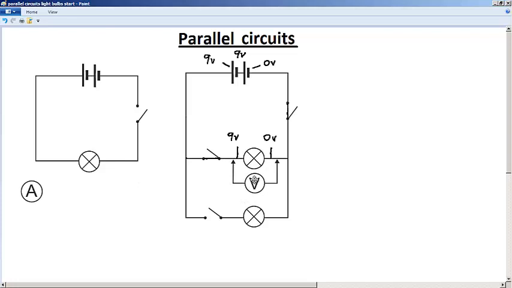So if I want to measure the potential difference across that light bulb, I take my voltmeter and place it there in parallel with the light bulb, and I find that the potential difference is 9 volts.